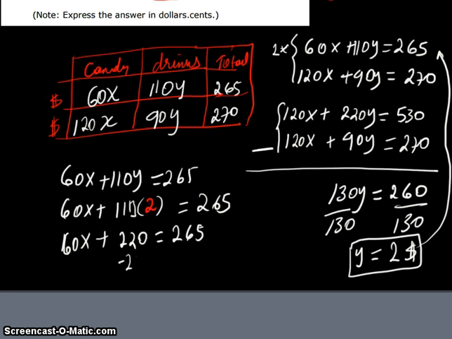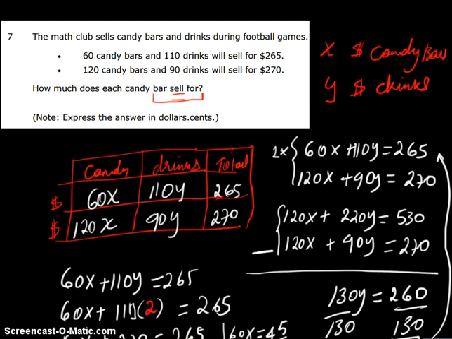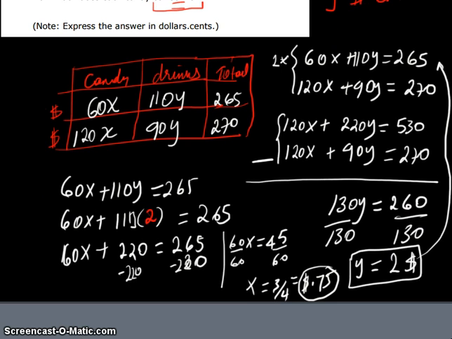We subtract 220 from both sides, and then this will give us 60x equals 45, and then when we divide by 60, we get 3 out of 4, which turns out to be 75 cents. So the price for a candy bar would be 75 cents, and then this completes the problem.